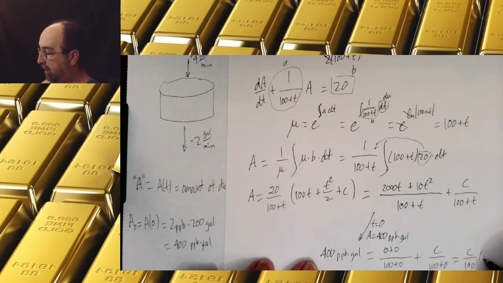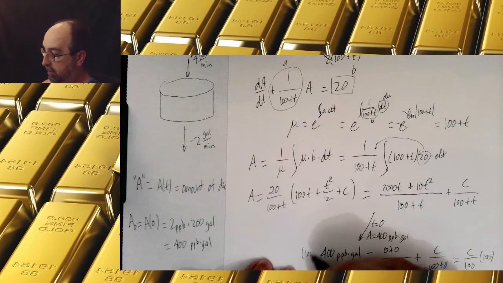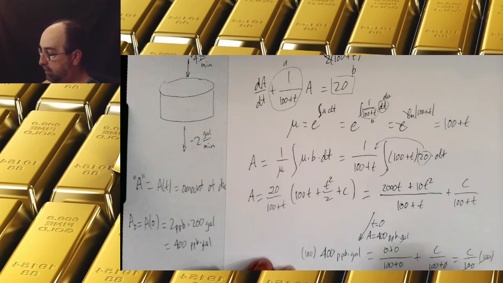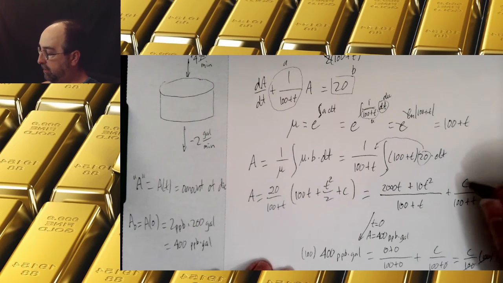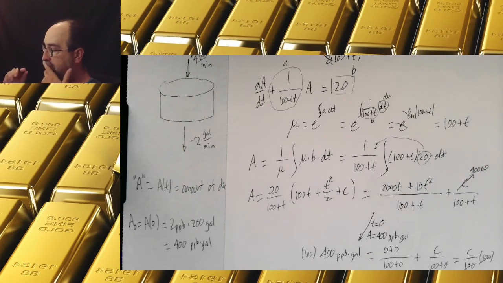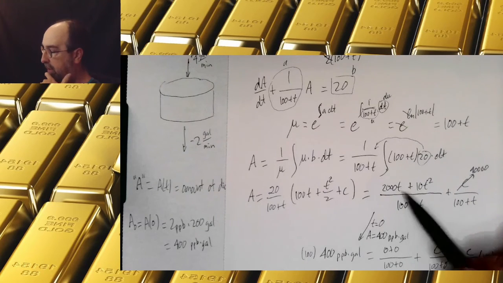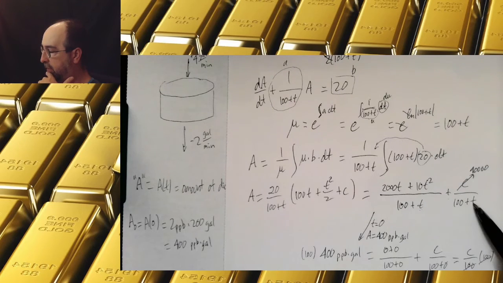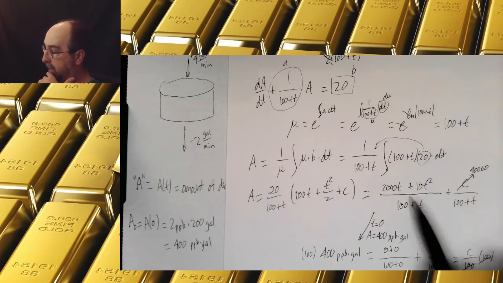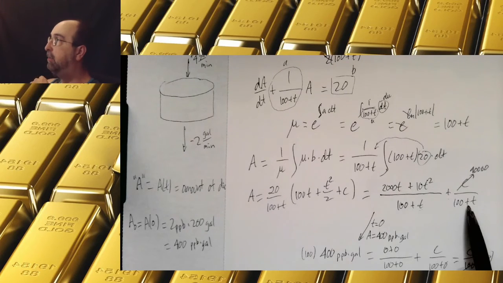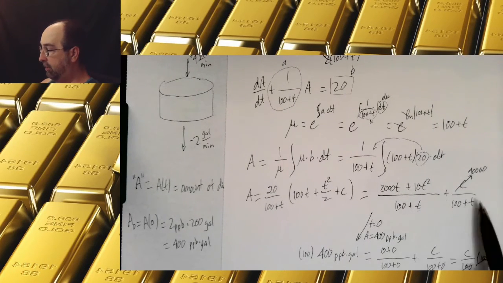So you can solve that by multiplying by 100 on both sides, and these cancel. So we get c is equal to 40 thou. And that brings us back to this thing. So this c right here is equal to 40,000. Now, if this is our formula, 2000t plus 10t squared over 100 plus t plus 40,000 over 100 plus t, we could even combine these together if we wanted, since they have the same denominator. We'll just leave it the way it is.